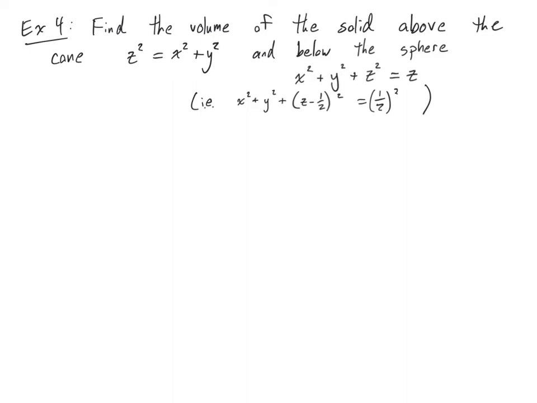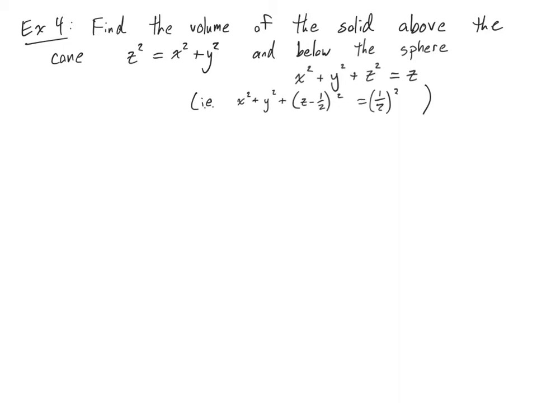So for our fourth example, let's find the volume of the solid above the cone, z squared equals x squared plus y squared, and below the sphere, x squared plus y squared plus z squared equals z. I'm noting that the sphere is the same, by completing the square, as the sphere I've given below, which might give you a better sense of how to draw it, but you might find the first form easier to work with, actually. Good luck!